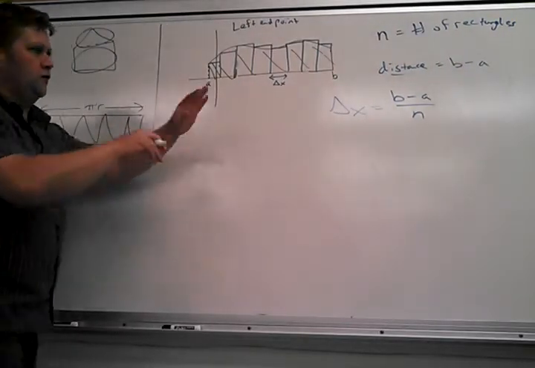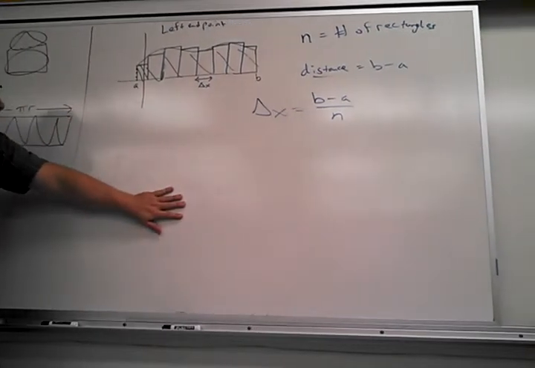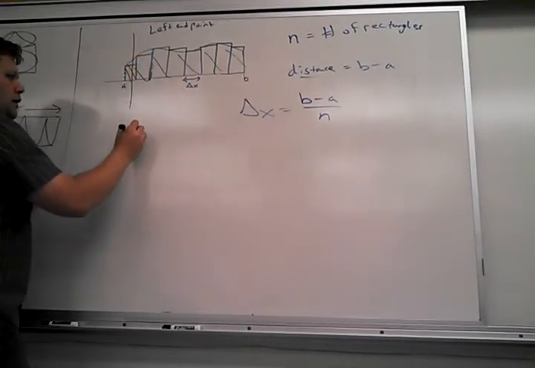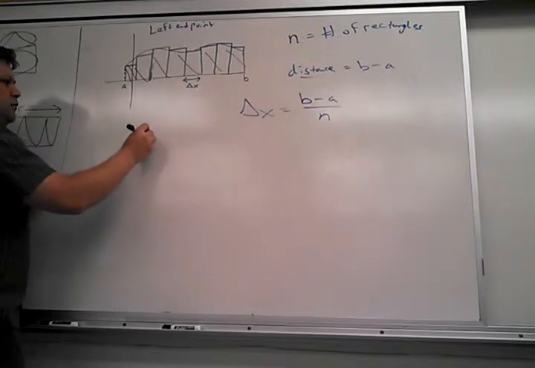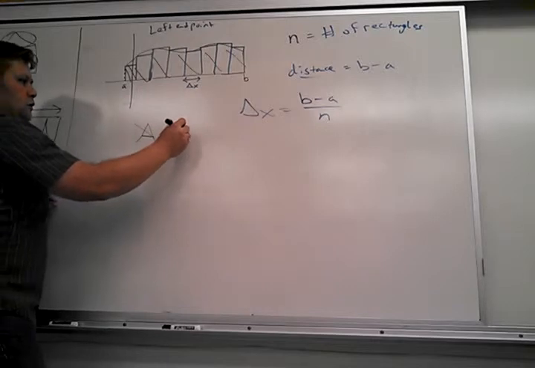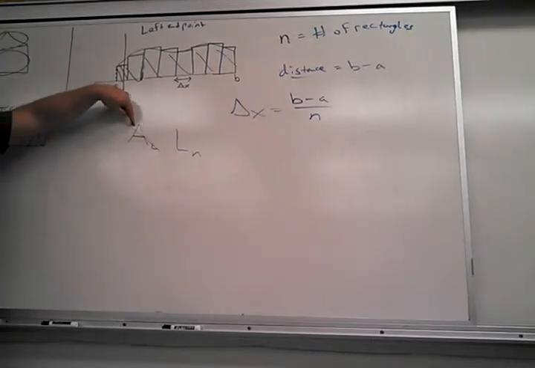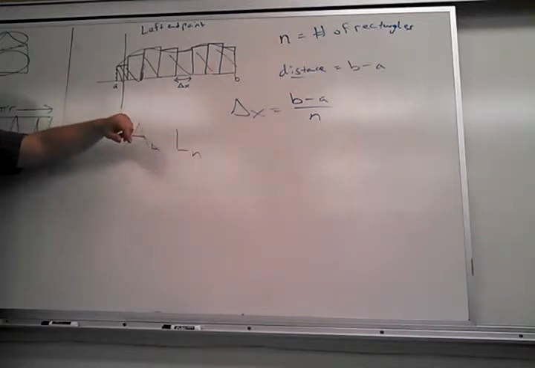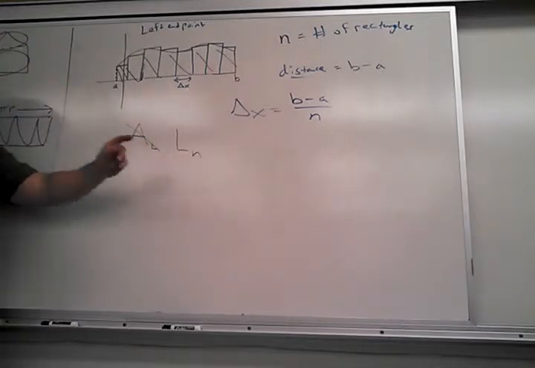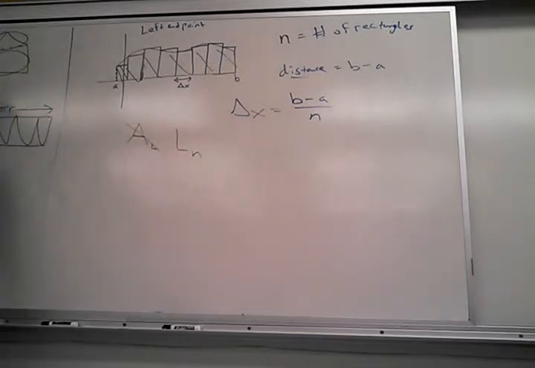Let me go further. Now, I know somebody's hoping for a concrete problem. We're almost there. So the approximate area, I would call it AL, but I'm going to have to use what the book calls it, LN. I would like to call it area using left endpoints, but just to be consistent with the book, I'm with it.